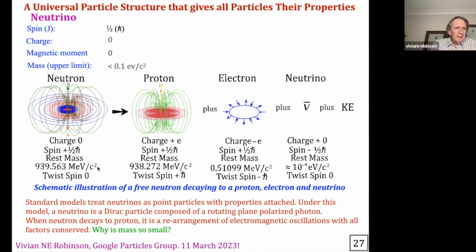Not like in the standard model. How do quarks and gluons decay to give an electron and a muon when the quarks are supposed to be elementary particles? This one's just straightforward. But you see a mass of 10 to the minus eV per c squared. Why is it so small?